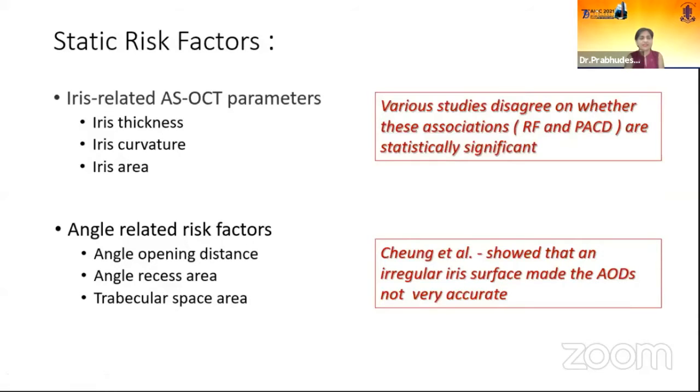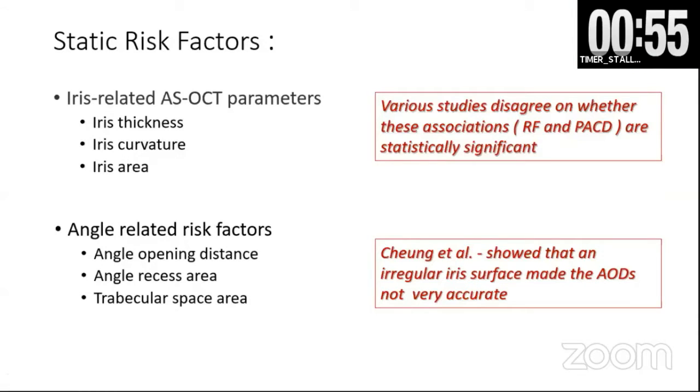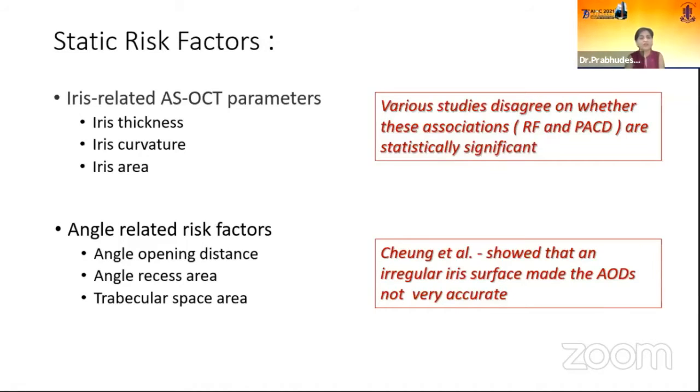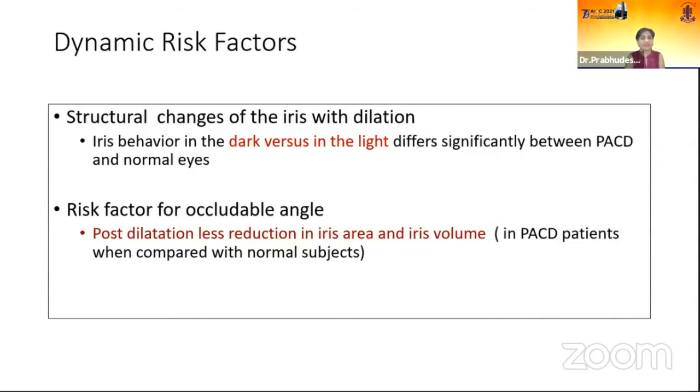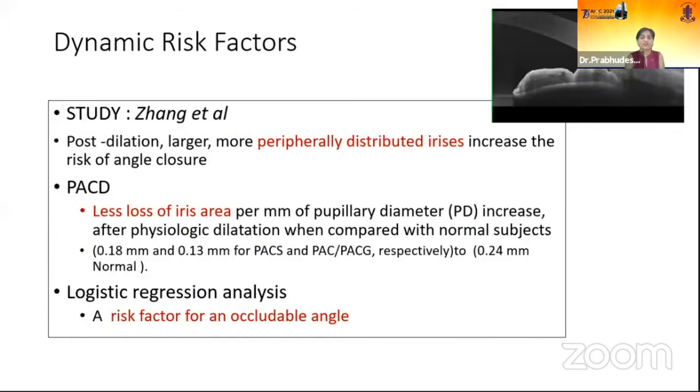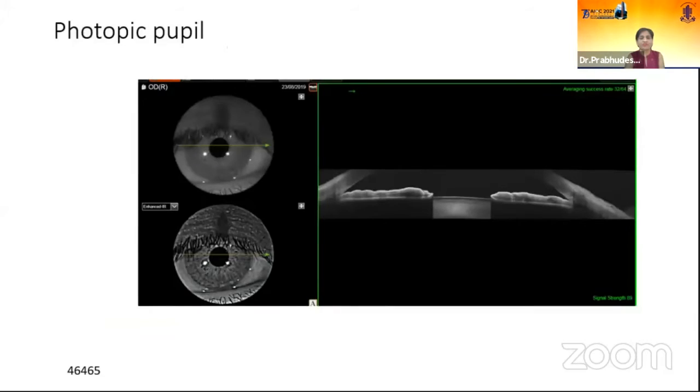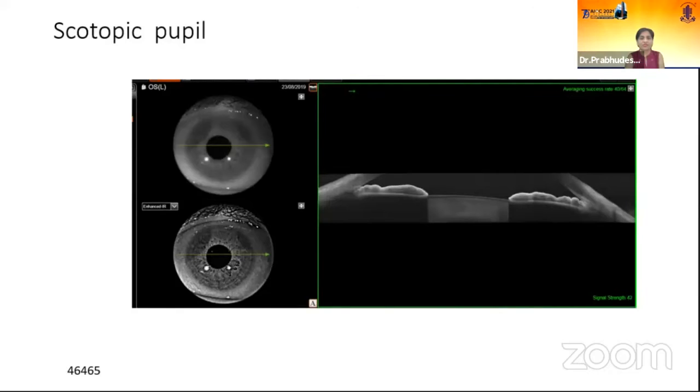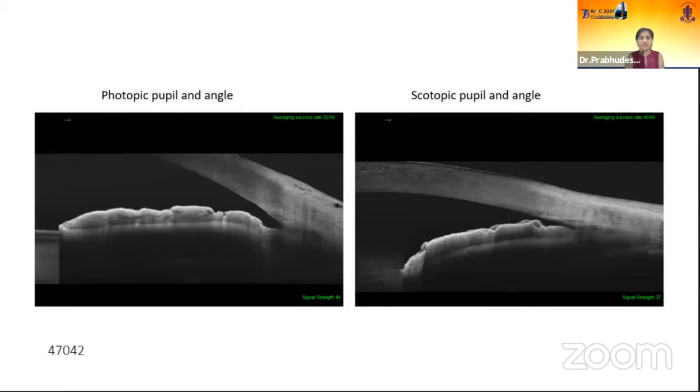But these static factors, yes, I'll take 1 minute more. There are multiple parameters, but it has been shown that they are not very accurate. Coming to dynamic risk factors, we know that there is a structural change with iris dilatation, and occludable angles also have less reduction in iris volume post-dilatation. This is a study. I'll just show 1 or 2 slides, photopic and scotopic pupil. So this is again photopic, scotopic.